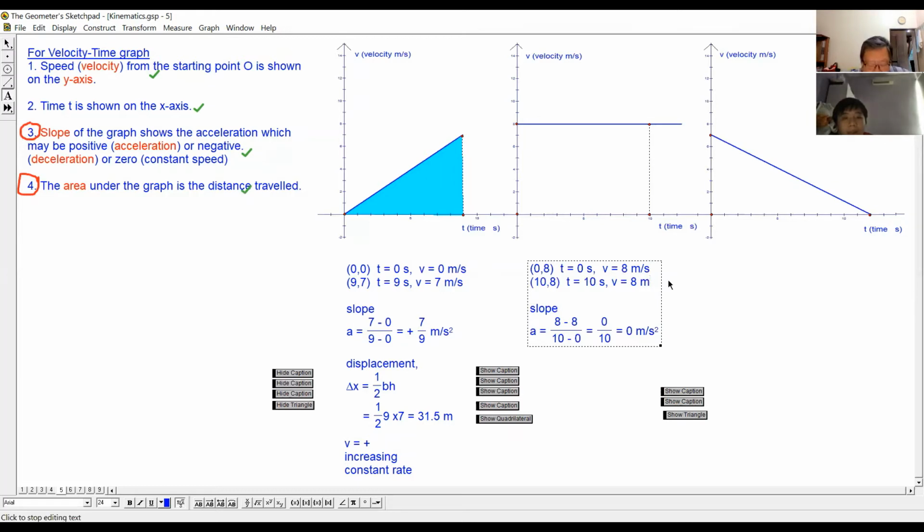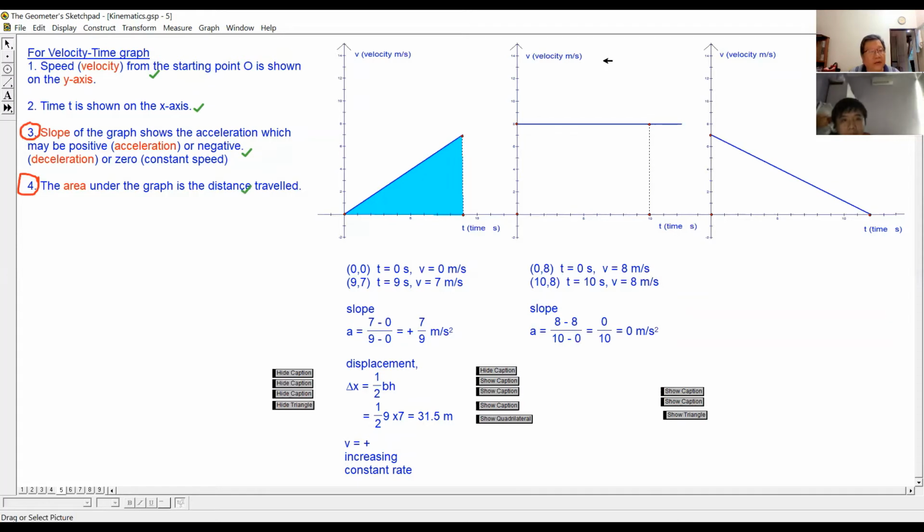Sometimes when typing, I just copy and paste, then I didn't change the unit, right? Okay, so from this, I see another point here. This point is 10, 8. Now using these 2 points, I try to find the slope. I try to find the area.